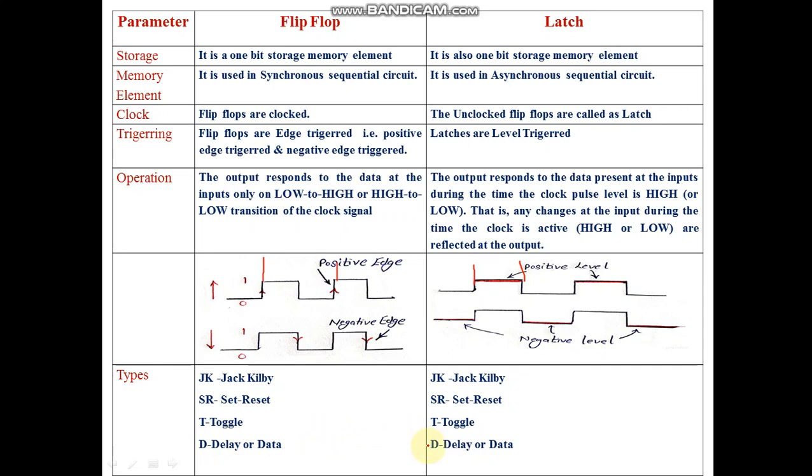Fine. So this is all about the basic concept of sequential and combinational circuits. In the further class, we will take one by one the internal structure of latches and flip-flops.